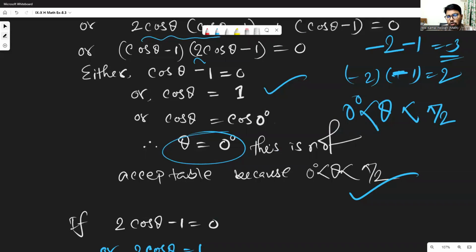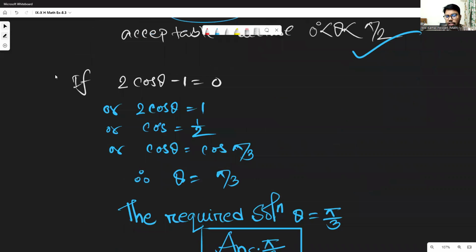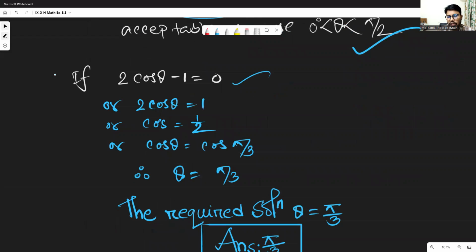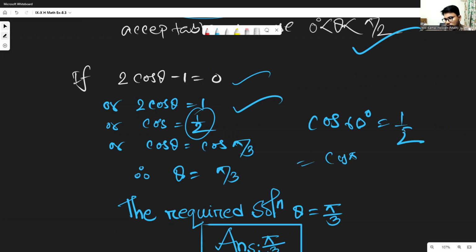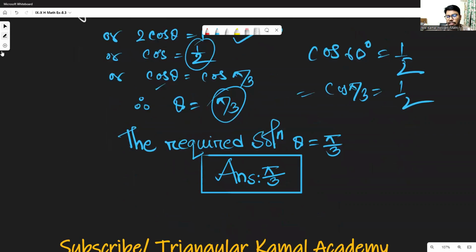There is the second factor, 2 cos square theta minus 1. So 2 cos square theta, minus 1, shifting 1 to the right side, divided by 2. 1 by 2 means cos 60 degree. Cos 60 degree is equal to half. In circular system, cos 60 degree means cos pi by 3 is equal to half. That means half equals cos pi by 3, eliminating cos from both sides. Theta equals pi by 3. So dear students, this is our required solution.